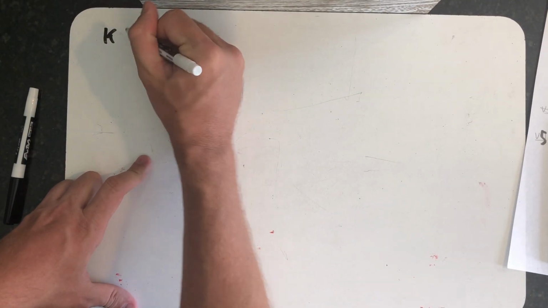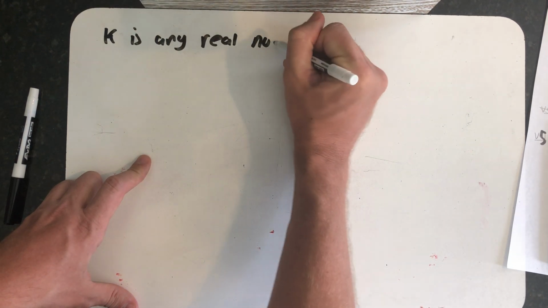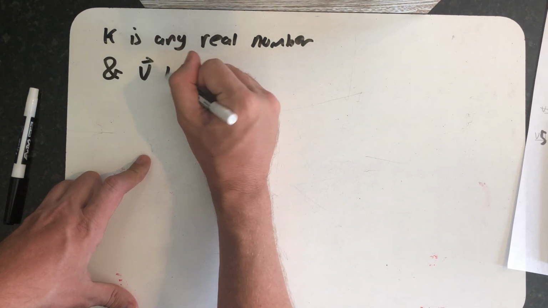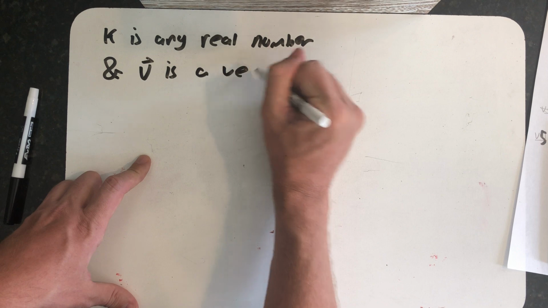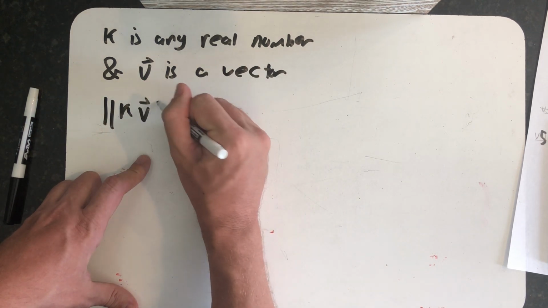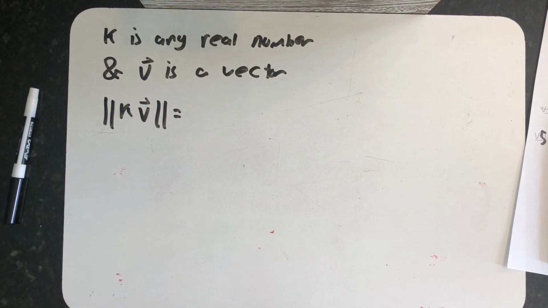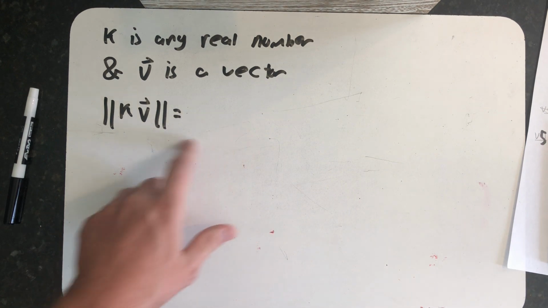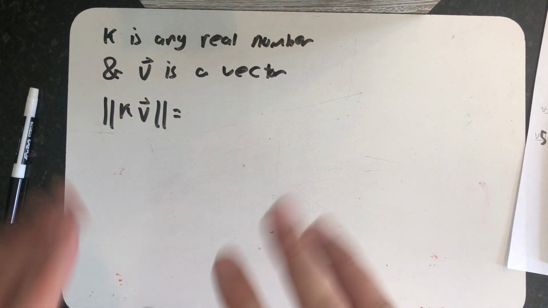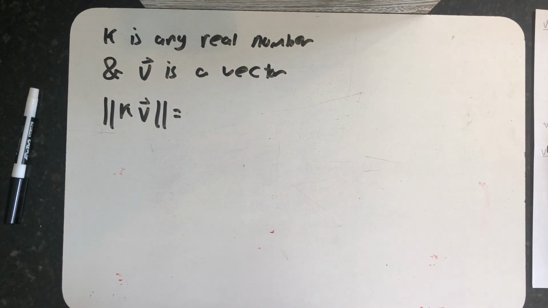If k is a real number and v is a vector, the magnitude of k times v is equal to, and I want you to look at the example we just did and see if you can fill in what this should be equal to in terms of the number k and the vector v. I'll just let you pause the video here for a moment, and then we'll fill in the blank together.